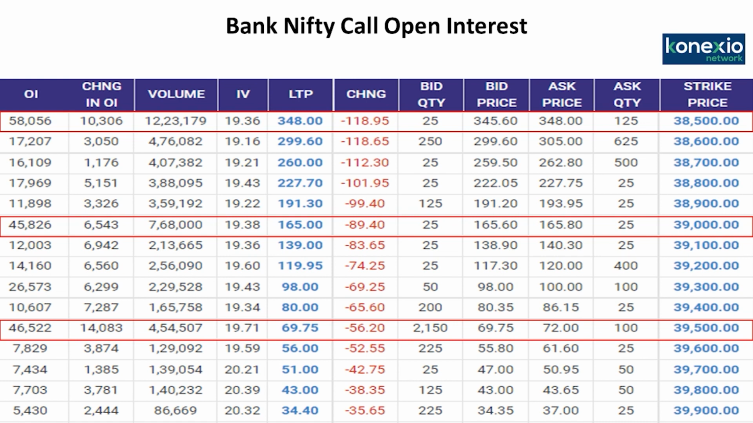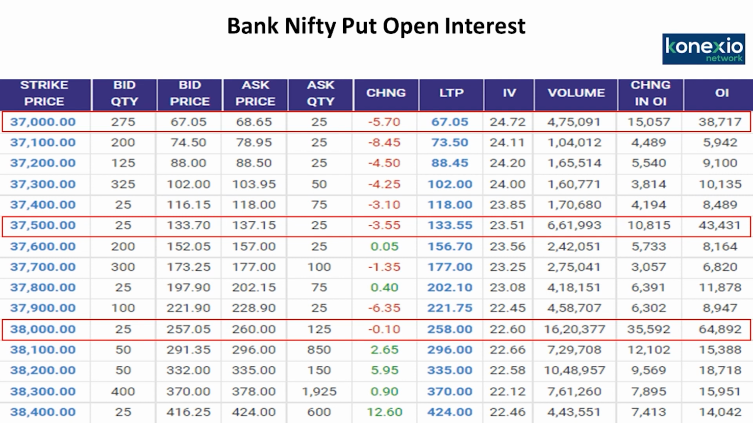So looking at this pattern, we feel that some sort of cool off could be seen, maybe 200 or 300 points of correction in Bank Nifty, and then from lower levels we might again see buying coming in at that particular support area. So now let us see what we have observed in Bank Nifty puts. In Bank Nifty puts, you will see the action was seen in 38,000 puts, then 37,500 puts, and 37,000 puts.